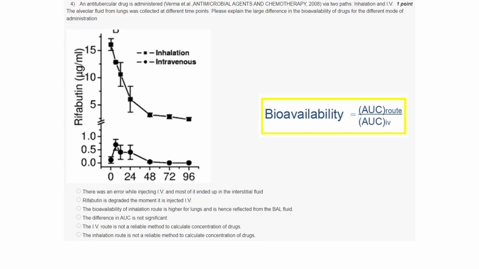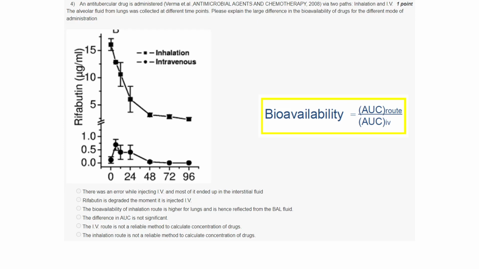So we'll go through the options one by one. The first one says there was an error while injecting IV and most of it ended up in the interstitial fluid, which doesn't seem logical because we don't know the details of how it was injected. Second is rifabutin is degraded the moment it is injected by IV. Again, we have no details about how the drug gets metabolized, so we cannot give this as the answer. Third is the bioavailability of inhalation route is higher for lungs and is hence reflected from the BAL fluid, which seems probable, but we'll still check out the rest of the options.